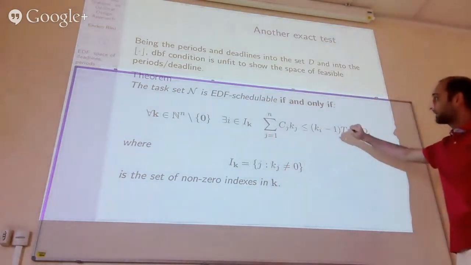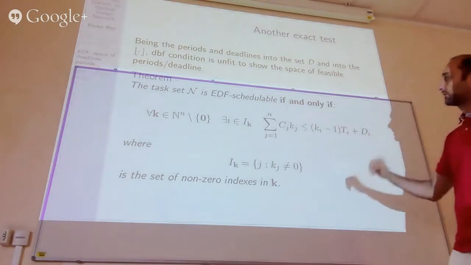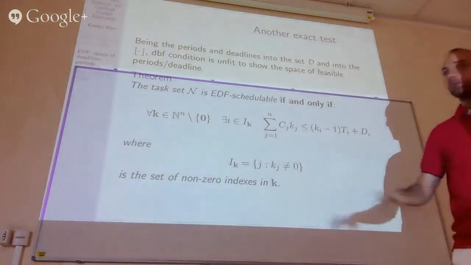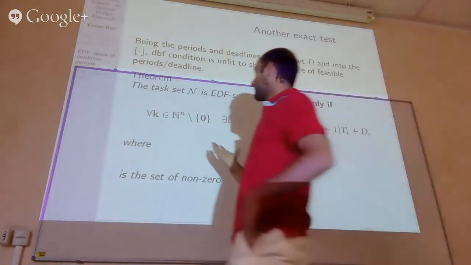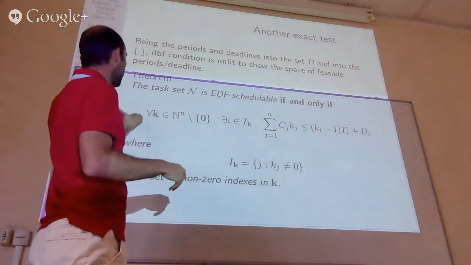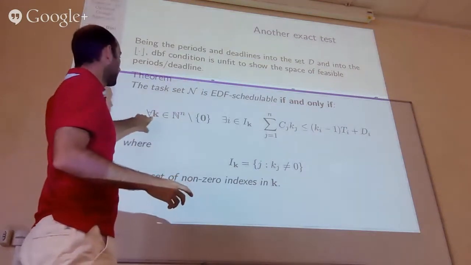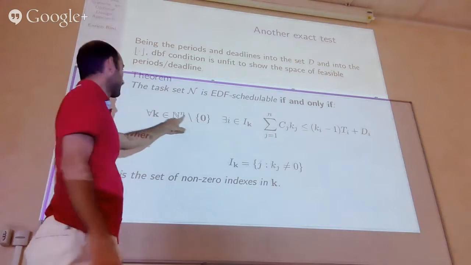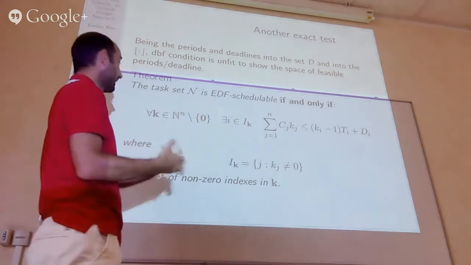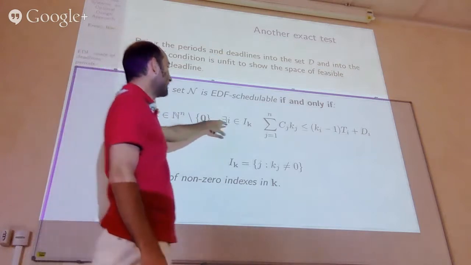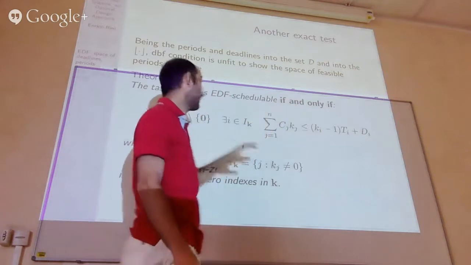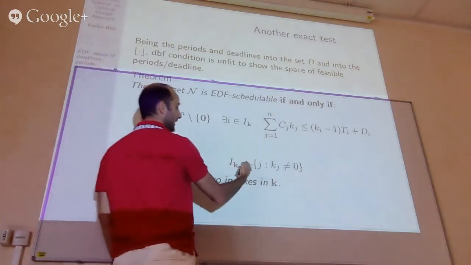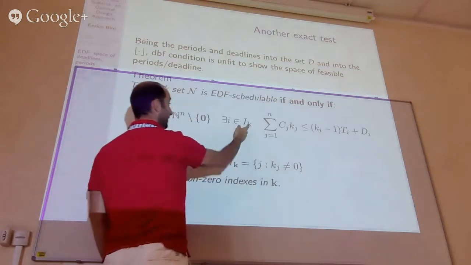Then we have this theorem, which is somehow crazy, as you know, this kind of strange thing. But then I'll try to prove the equivalence between the DBF condition and this condition. So for all possible vectors of integers, except the vector with all zeros, the task set is schedulable if and only if, for all such vectors, we find an index i among I_k. I_k is basically the set of all indices in k that are non-zero.